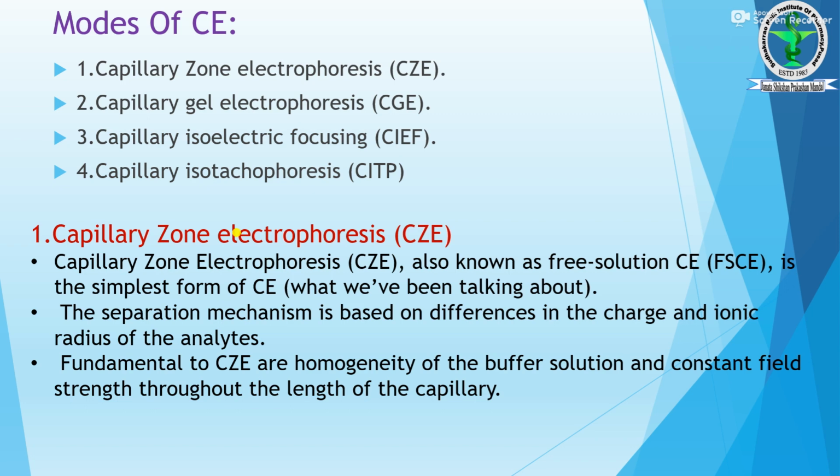The fundamental of capillary electrophoresis is a homogeneous buffer solution and constant field strength throughout the length of the capillary. The field strength remains constant. We are not going to change the field strength even a little in this.